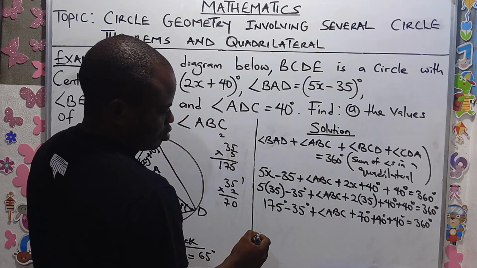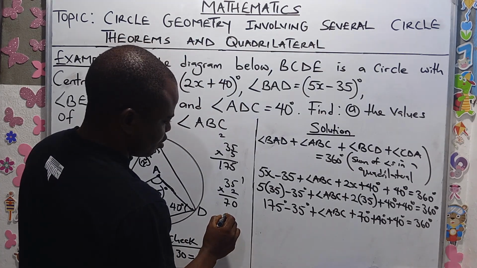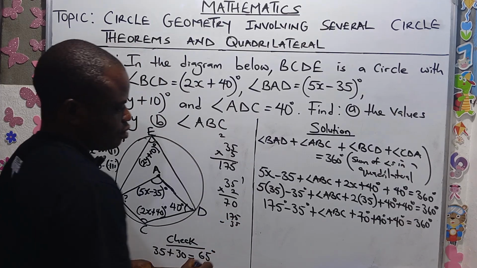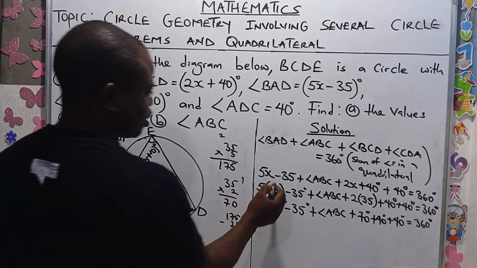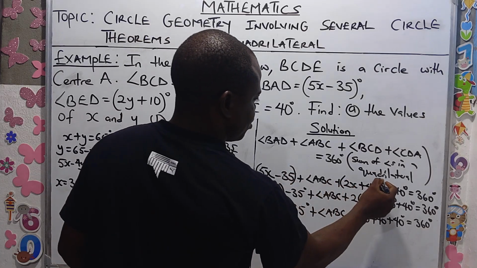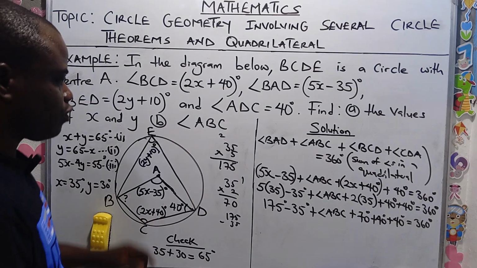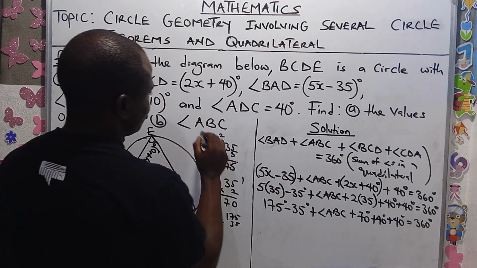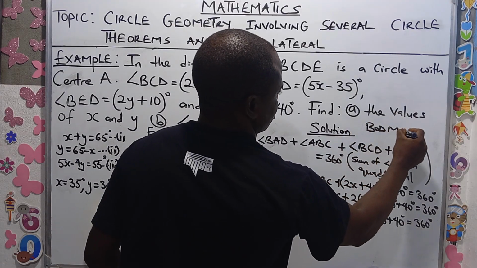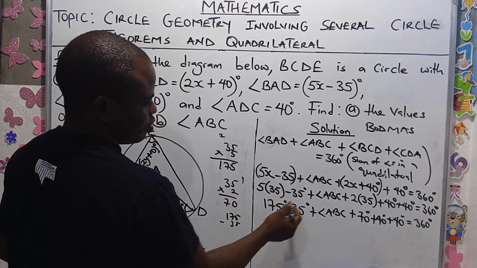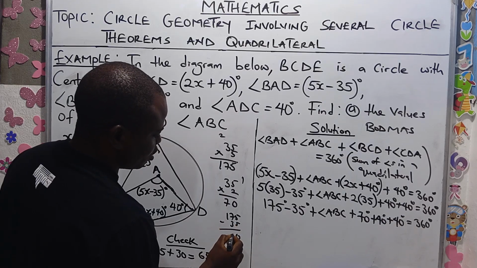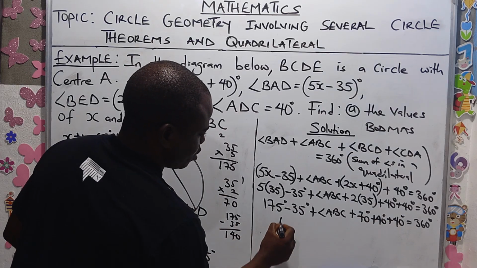Now 175 minus 35. Don't forget, we are subtracting this first because it's in brackets. This one is in brackets: 2x plus 40. Solve the one inside the bracket. When you follow BODMAS, don't forget BODMAS, brackets before addition. That's 5 minus 5 is 0. 7 minus 3, 4. That's 140.